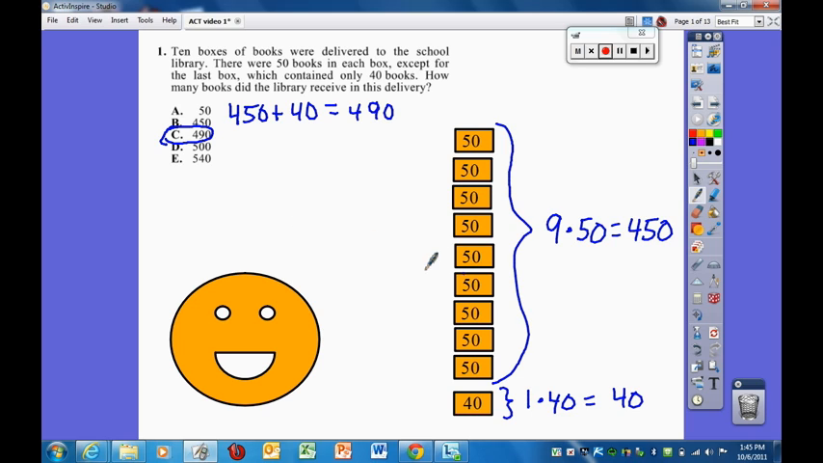Because the next problem that you see may simply be, instead of a word problem, 9 times 50 plus 1 times 40 equals, and you fill in the blank. Well, obviously we know what the answer is. It's going to be 490, but do we understand the order of operations is the key concept here.